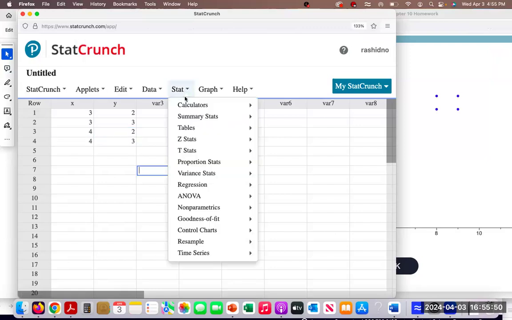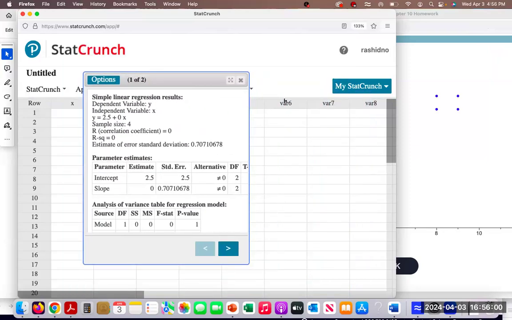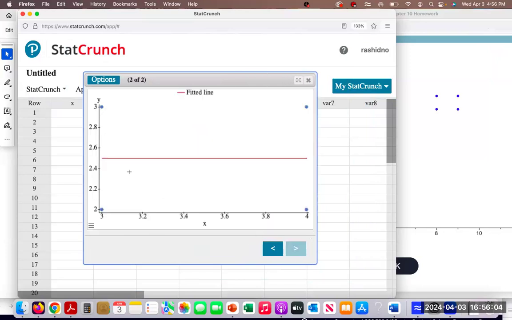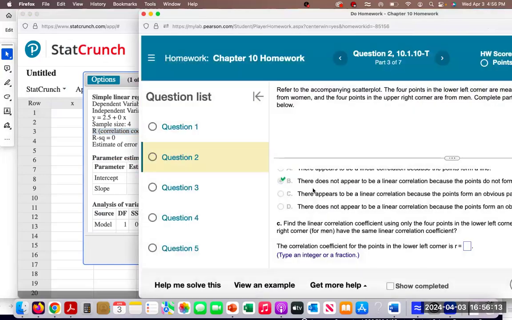So we go to Stat, Regression, Simple Linear. The X variable is in the X column. The Y variable is in the Y column. Click Compute, and you can see that the correlation coefficient is 0, and the regression line is a straight line. It has no slope. So the correlation coefficient R is 0.